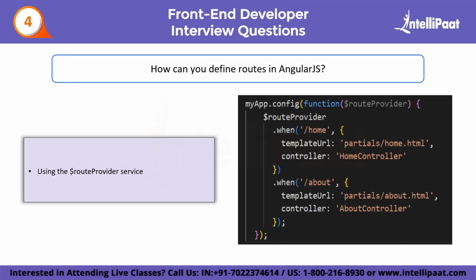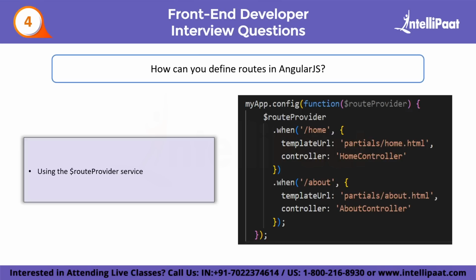Then you have to create these controllers and their corresponding view templates, which are home.html and about.html. These views will be loaded into the specified div with ng-view in your main HTML file. Then you can use the ng-href or ng-click directive to create links or buttons that navigate between routes. When a user clicks on these links, AngularJS will load the corresponding route and update the content in the div with ng-view based on the route configuration.